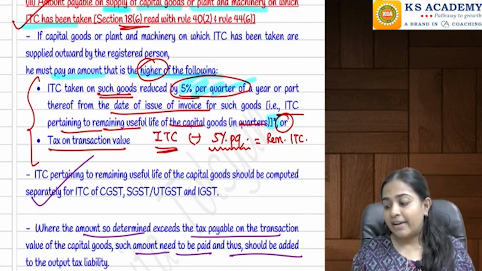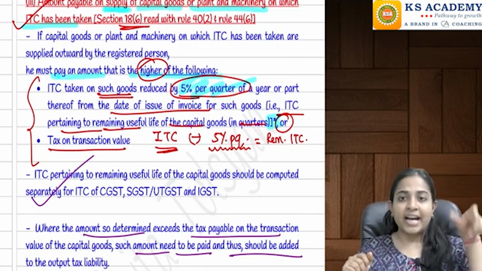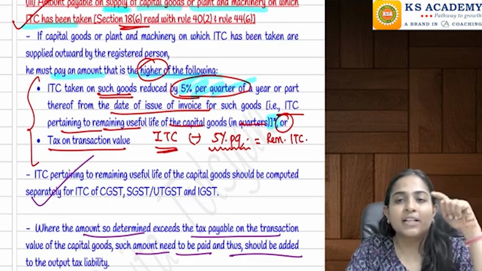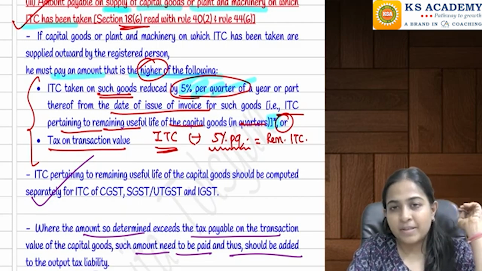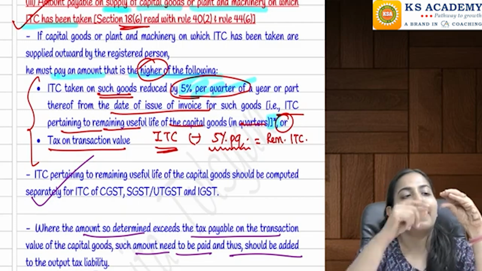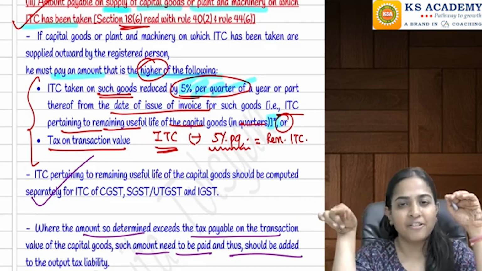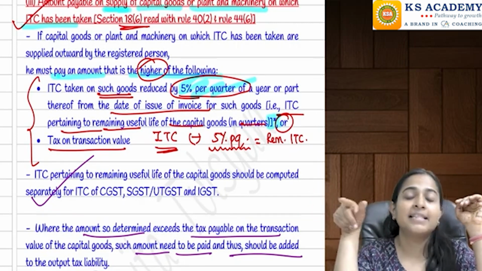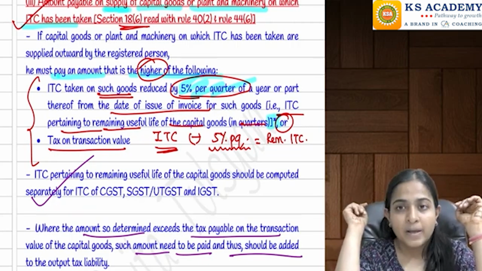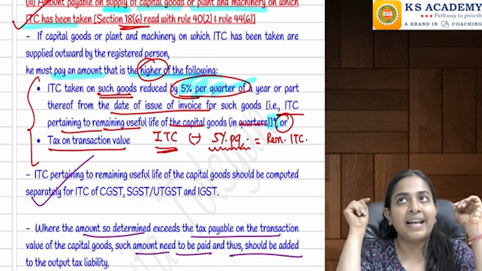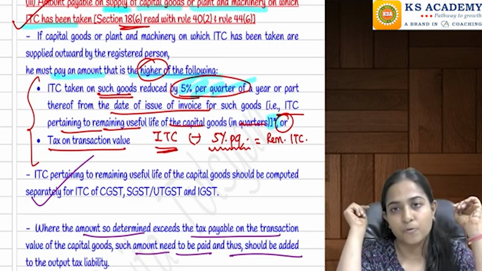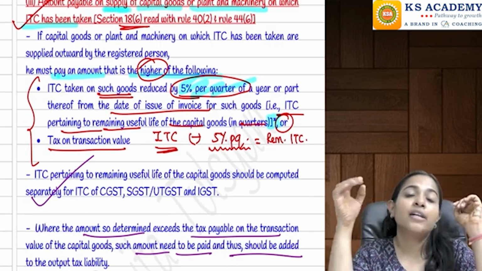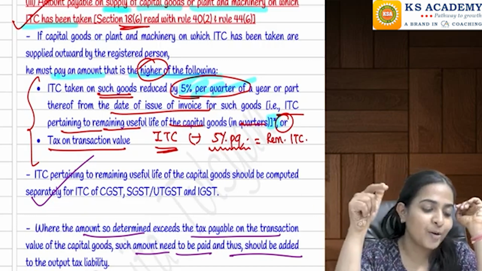Let's say the ITC I had availed at the time of purchase was 1 lakh. I used the asset for 2 years, so 40% will be subtracted. ITC availed was 1 lakh minus 40%, which leaves me with 60,000 rupees. Now I am going to sell this capital asset at 5 lakh rupees, which is taxable at the rate of 18%. 5 lakh into 18% gives me 90,000. So 60,000 or 90,000, whichever is higher. The tax payable on this transaction is equal to 90,000.